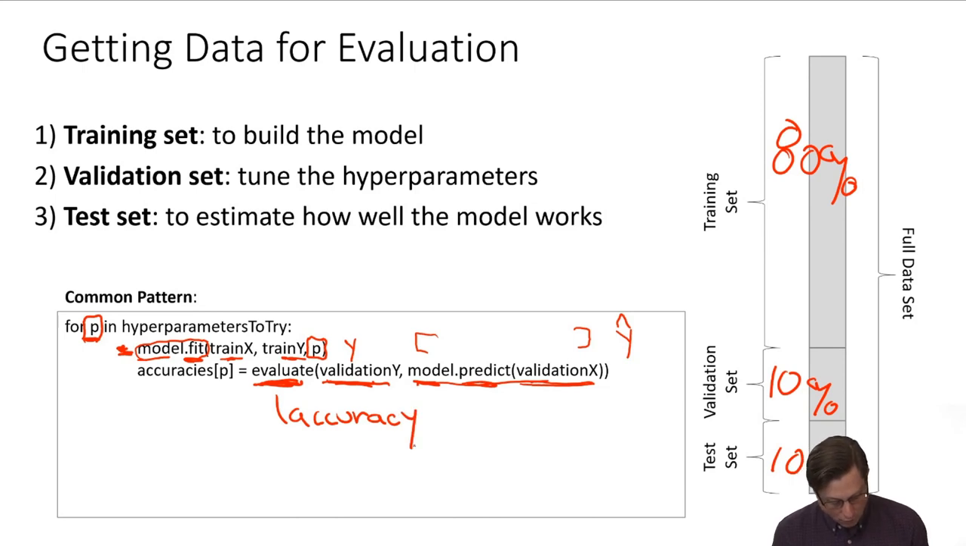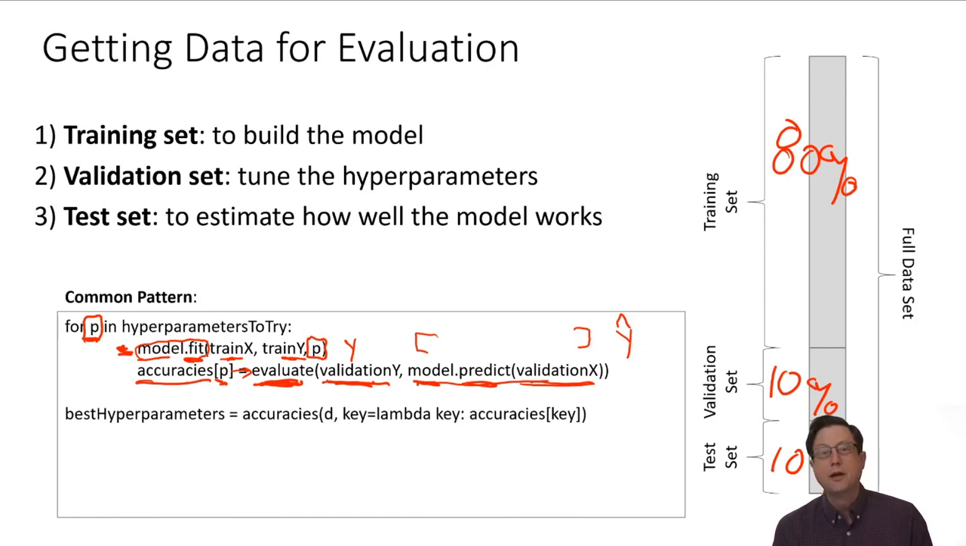And you would store in a dictionary of accuracies, with the key being the parameter, the accuracy reading I got for it. So this code loops over the hyperparameter settings that you're trying, builds a model, and evaluates the model on the validation data. Nobody's looked at the test data yet. So far, we're just looking at the training set and the validation set.